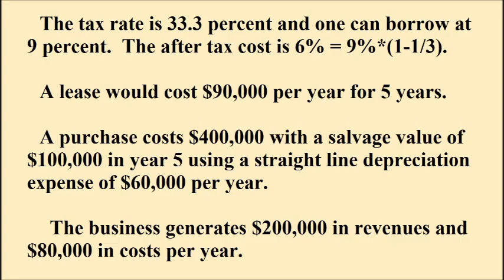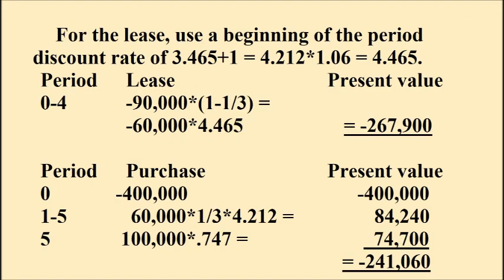And to make things a little simpler here, we'll use straight-line depreciation, meaning $60,000 each of those 5 years. And the business, regardless of whether it's a lease or a purchase, generates $200,000 and has costs of $80,000. Well, for the lease, because we're paying at the beginning, they do that up front, we're going to have the lease payment after tax. That 90 now becomes $60,000 because it's a 1/3 tax bracket.